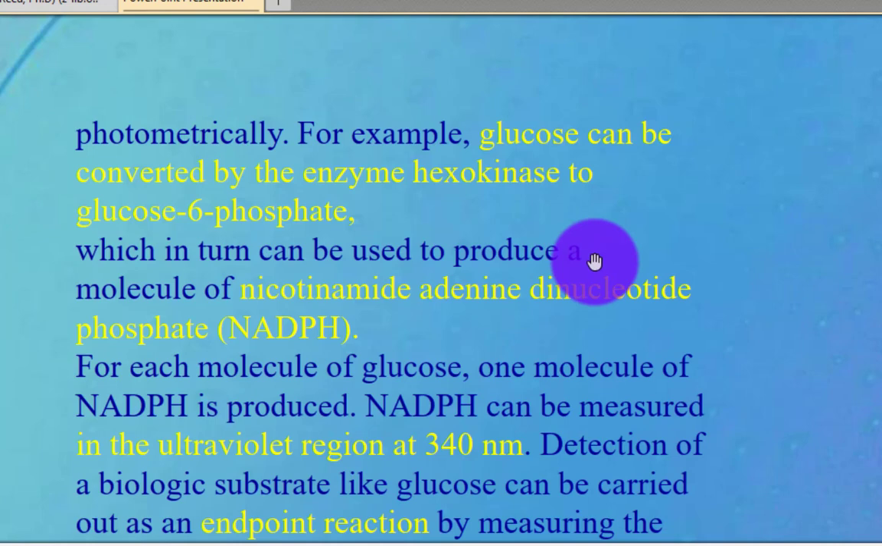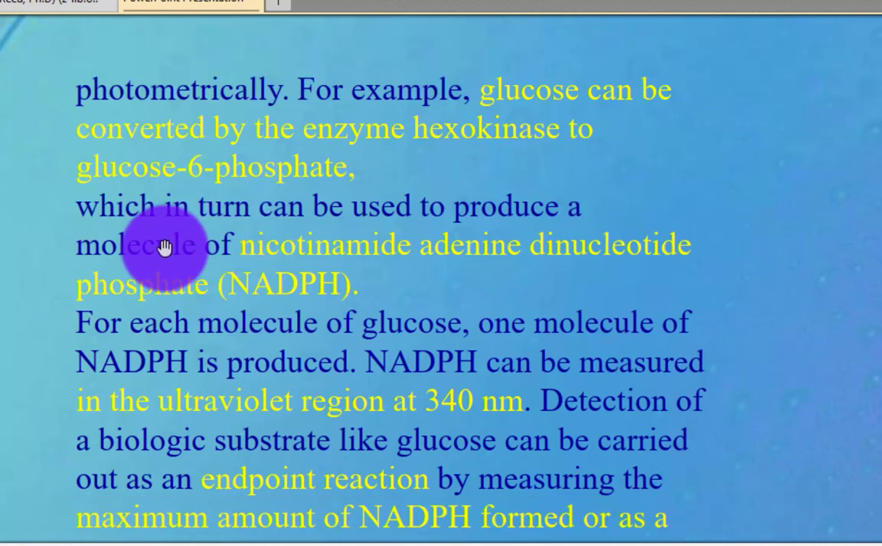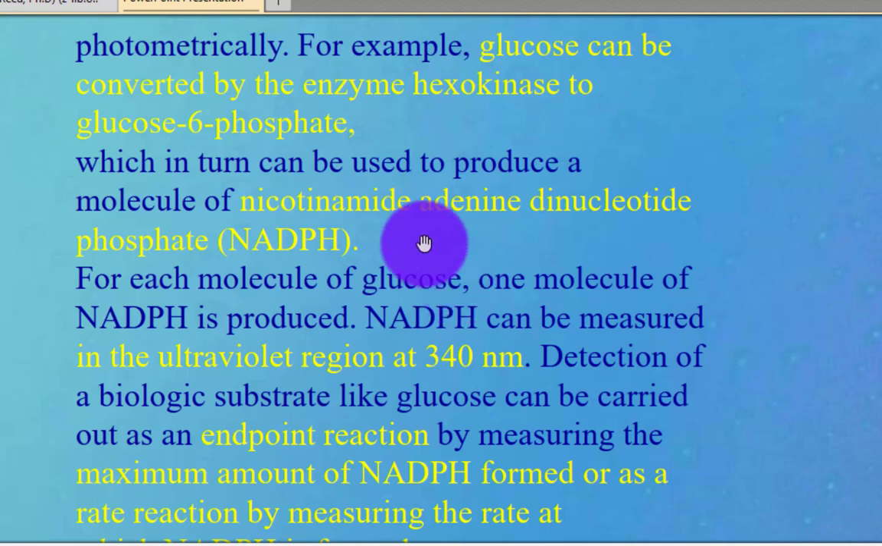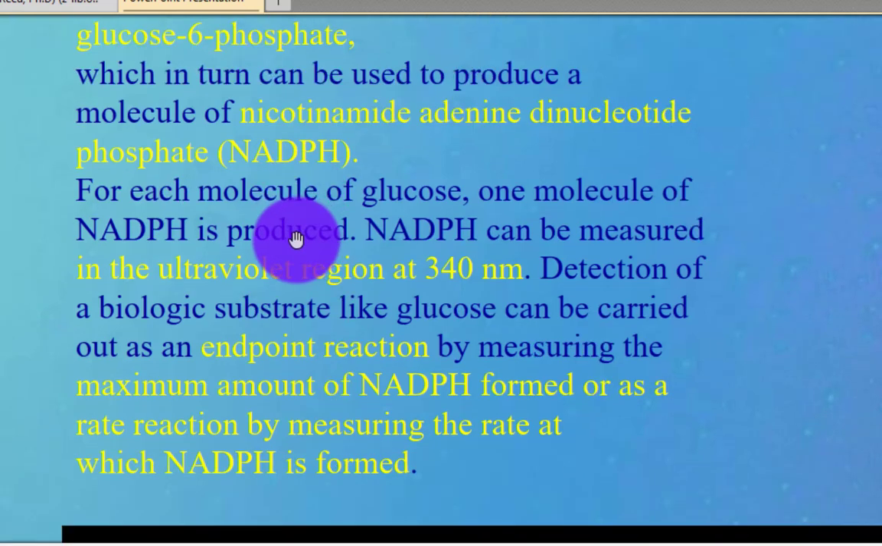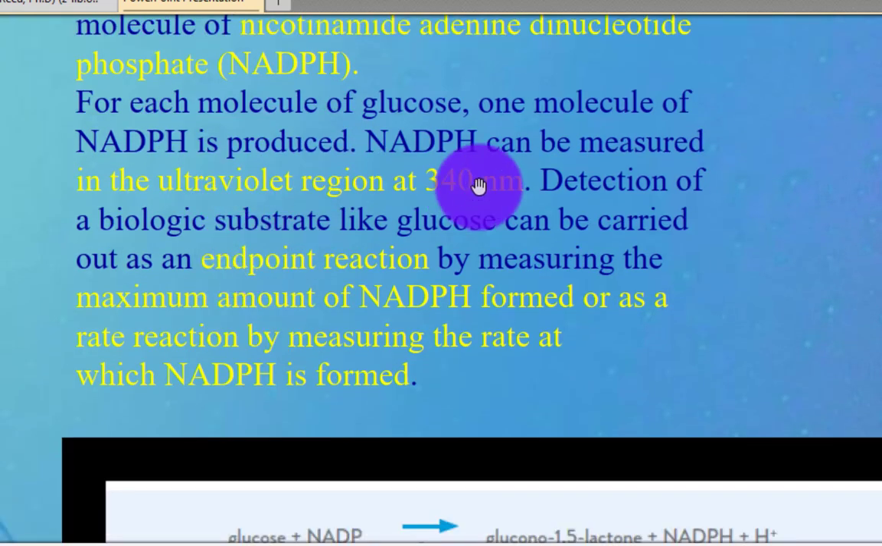For example, glucose can be converted by the enzyme hexokinase to glucose 6-phosphate, which in turn can be used to produce a molecule of nicotinamide adenine dinucleotide phosphate, NADPH. For each molecule of glucose, one molecule of NADPH is produced. NADPH can be measured in the ultraviolet region at 340 nanometers.